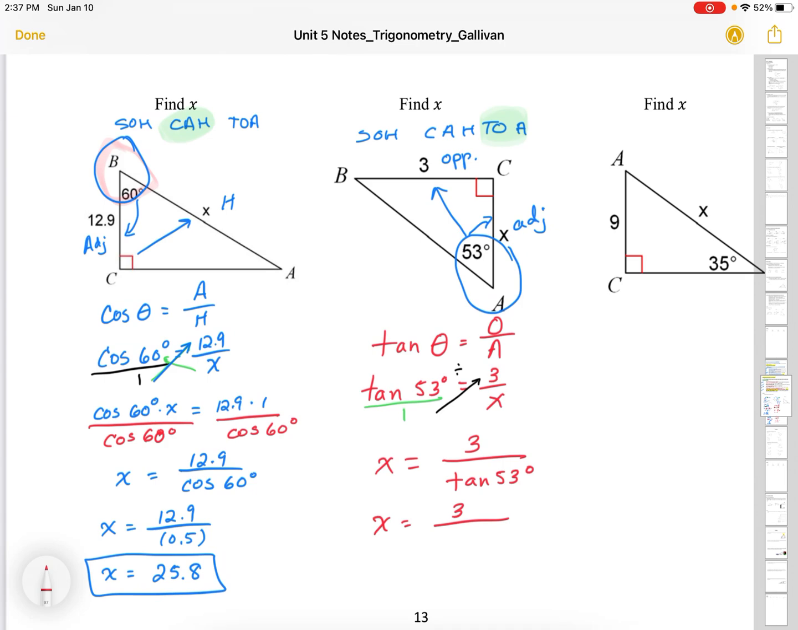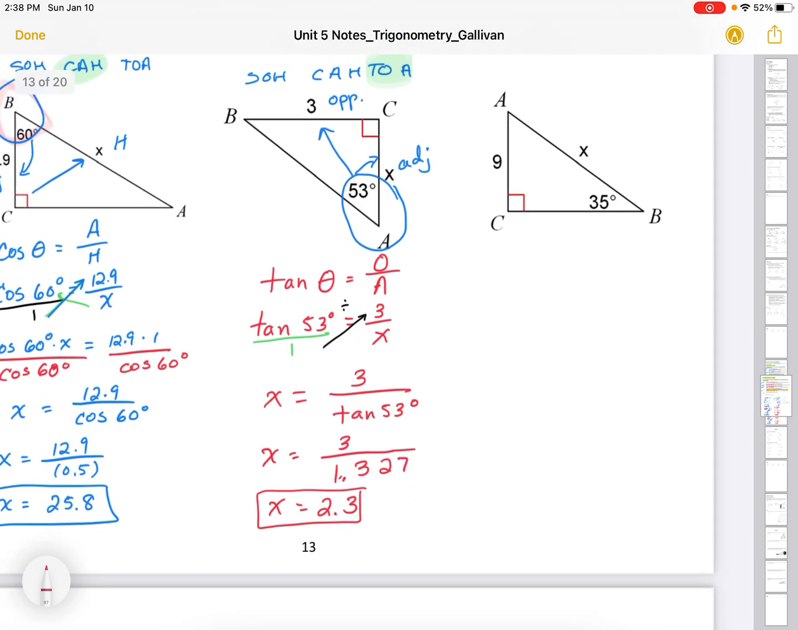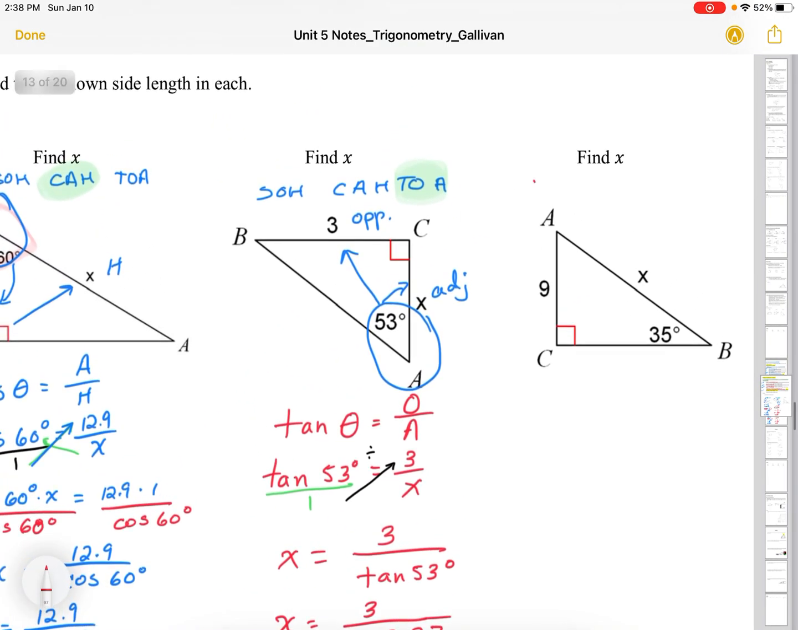Tan of 53 is 1.327. So x is equal to 3 divided by 1.327, which is 2.26. We're going to write that as 2.3. We're just going to do one decimal place. Alrighty, and once you have that, then you could use those two sides to find your missing side. Okay. Let's do this last one here.